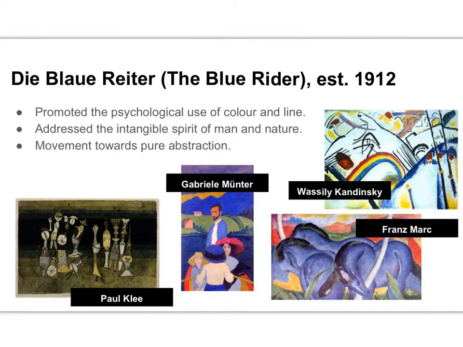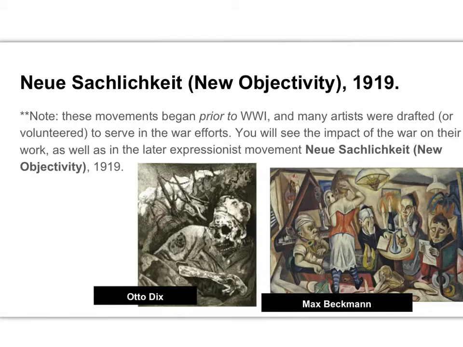Now, some artists that are associated with this particular group, again, if one of these catch your interest, then you may choose to study them in greater depth as we continue this study. So you've got Wassily Kandinsky, Franz Marc, Gabriel Monta, and Paul Klee. Now, please note that the Bridge and the Blue Rider were established prior to the outbreak of World War I.